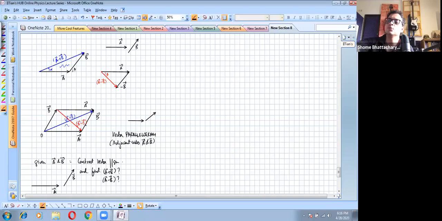If somebody said that they solved a problem using parallelogram law and somebody else said by using triangle law, it's no difference. It's one and the same thing. They've used the same thing.